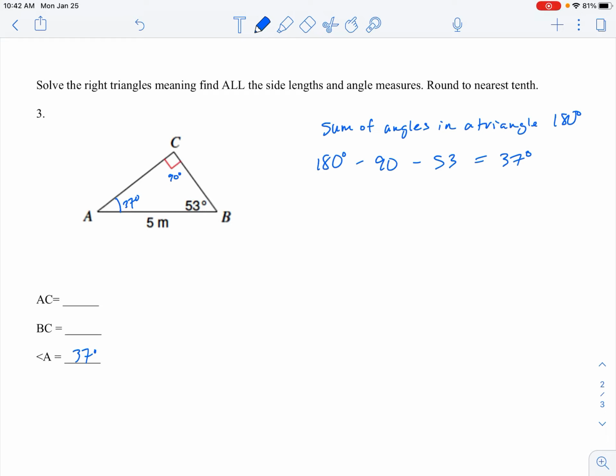Okay, now I've got two missing sides. And I'm going to go back to what I was originally given. I'm going to mark my angle. I'll mark angle B. I'm going to label the sides. Hypotenuse is always the longest. Opposite side is always across from the marked angle. And the adjacent side is next to the angle. And let's say that I want to find the adjacent side first.